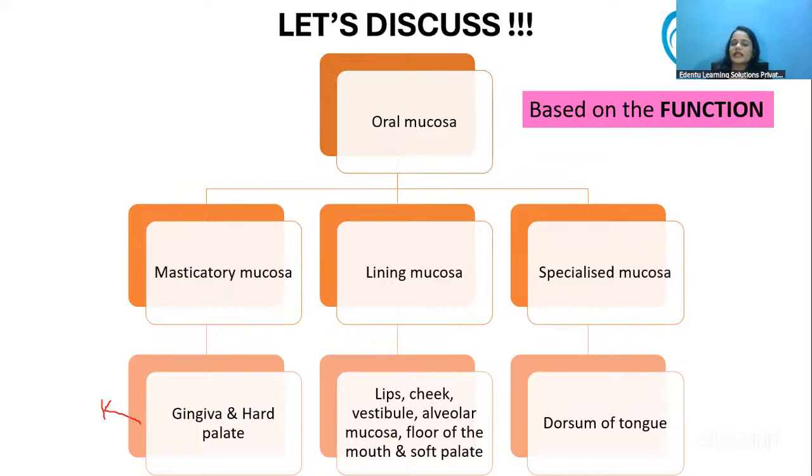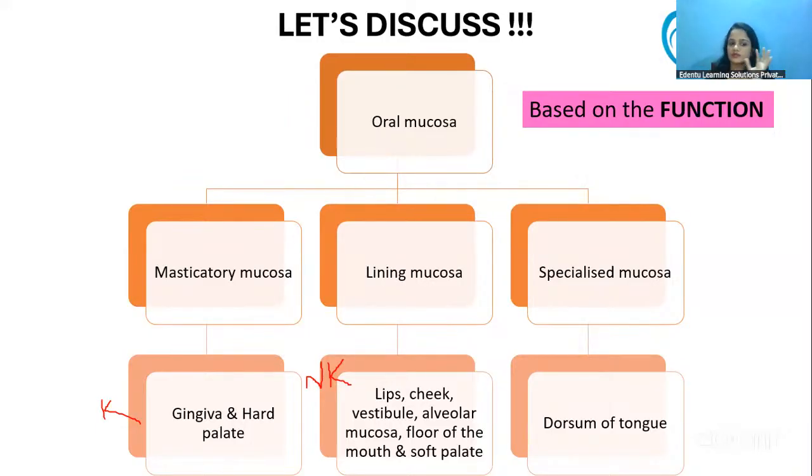Whereas the lining mucosa is present in the lips, cheek, vestibule, alveolar mucosa, floor of the mouth and soft palate. All the other parts of the oral cavity except the gingiva, hard palate, and the tongue will have lining mucosa, which will usually be non-keratinized. Then we have the specialized mucosa, the one present in the dorsum of the tongue, because it has papillae and taste buds.